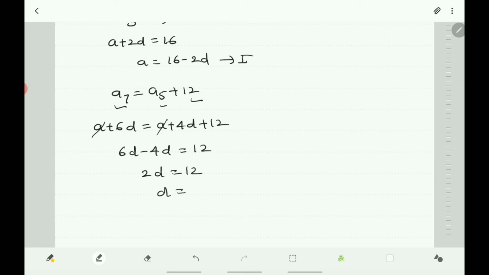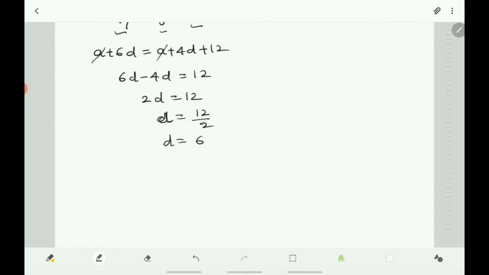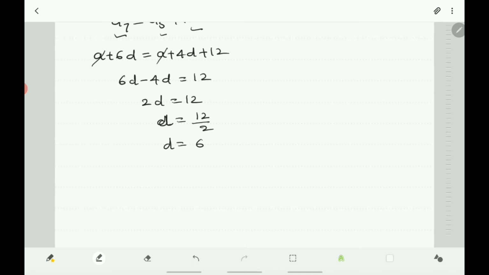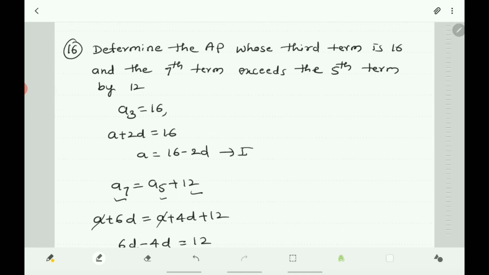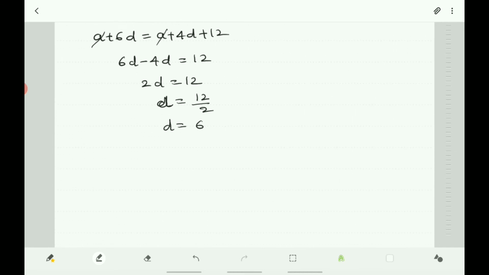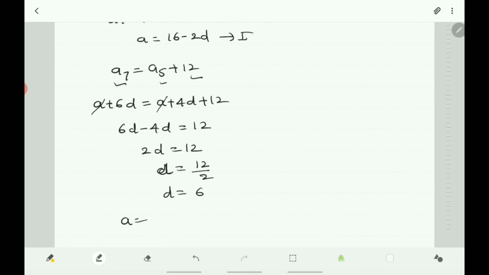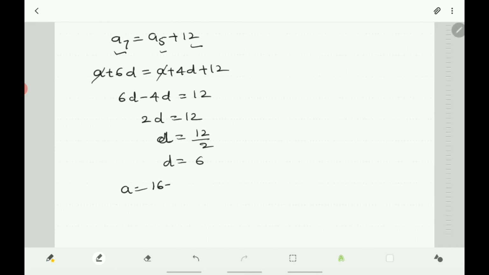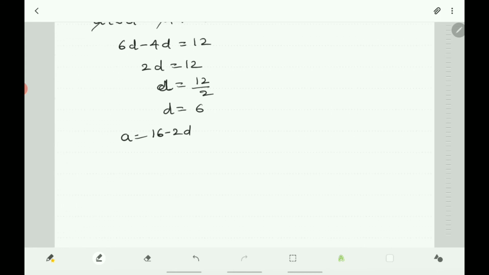D is equal to 12 by 2. So D is equal to 6. Then you get the first term A. A is equal to 16 minus 2D. Then it is equal to 16 minus 2 into 6. So it is 16 minus 12. A is equal to 4.